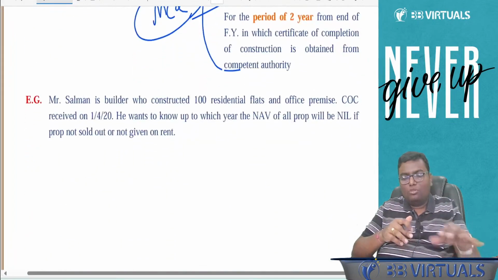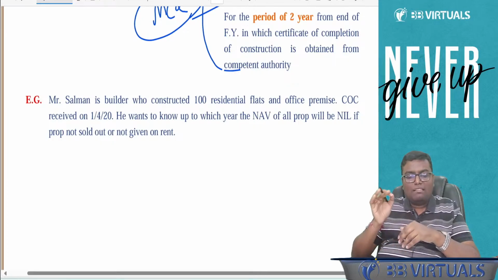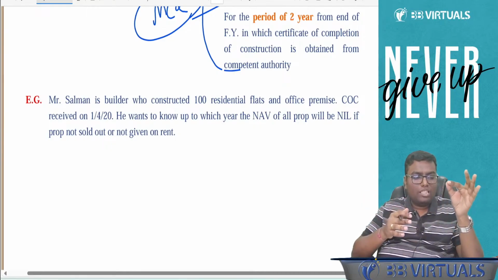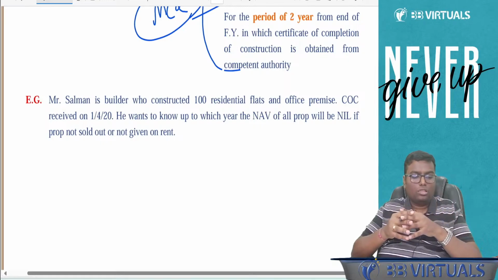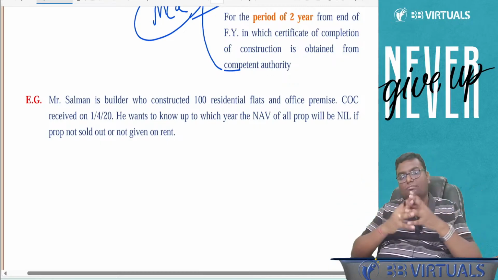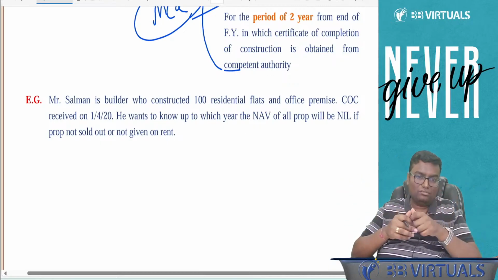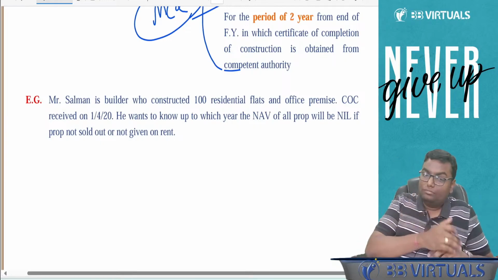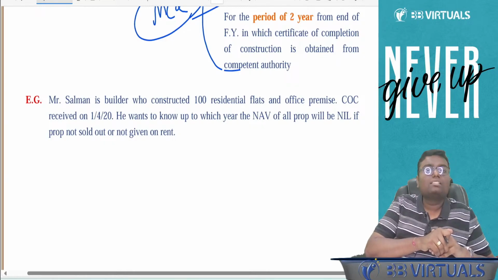See, I have written one example over here. Mr. Salman is a builder who constructed 100 residential flats and office premises. COC received on 1st April 2020. He wants to know up to which year the NAV of all such property will be 0 if the property is not sold nor given on rent. You tell me up to which date Salman will get the benefit of 0 NAV. Up to which date? Tell me. It will be 31st March 2023.